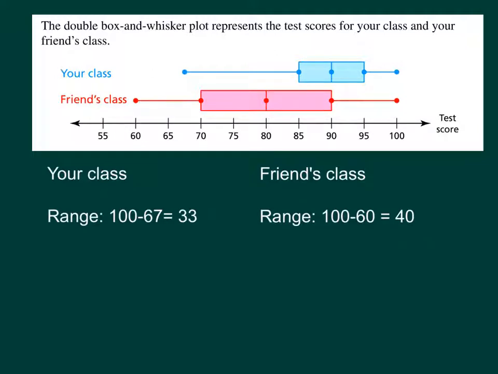All right, let's see how you did. For your class, I approximated that the low score was about 67. So we got a range of 33, and for the Friends class, the range would be 40. It just means that there's a little bit more spread out scores in your Friends class.